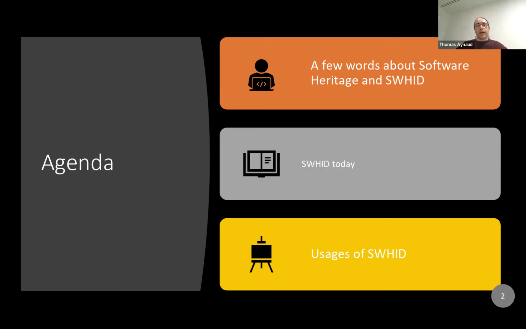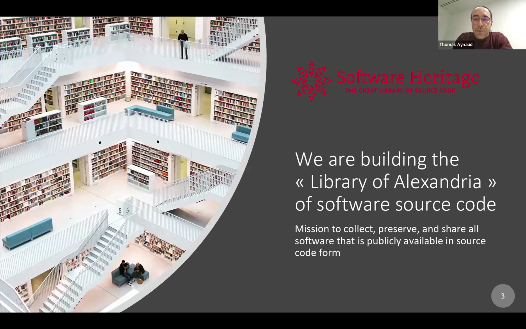So let's start with Software Heritage. Software Heritage is a non-profit organization hosted by INRIA, and our goal is to build the library of Alexandria of software source code. Our mission is to collect, to preserve, and to share all the software that is publicly available in source code form. We do that because we believe it's important. There is a lot of human knowledge inside the source code, and we do not want to lose this knowledge. And we want this knowledge to be available to a lot of people.